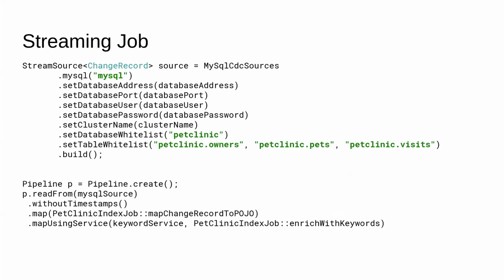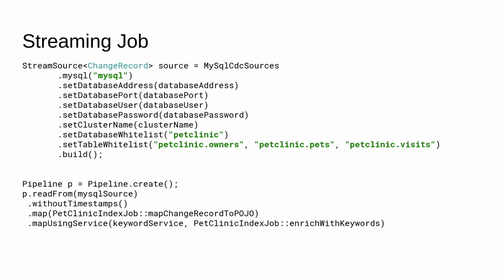So just running this command using curl will create the mapping for the index. And now the streaming job. The first section creates the CDC source using the Debezium connector in Jet. It basically just sets a couple of parameters like database address, port, user, and most importantly, the database name and database tables.